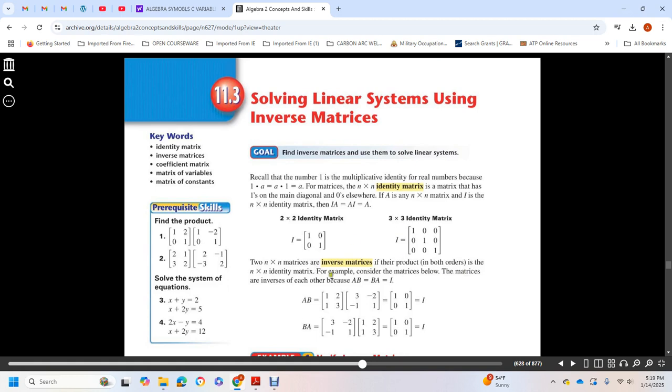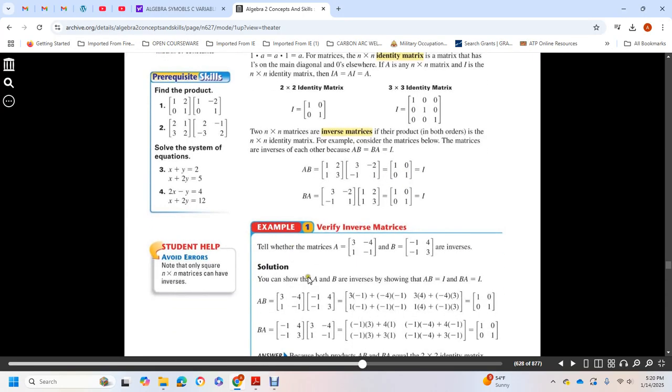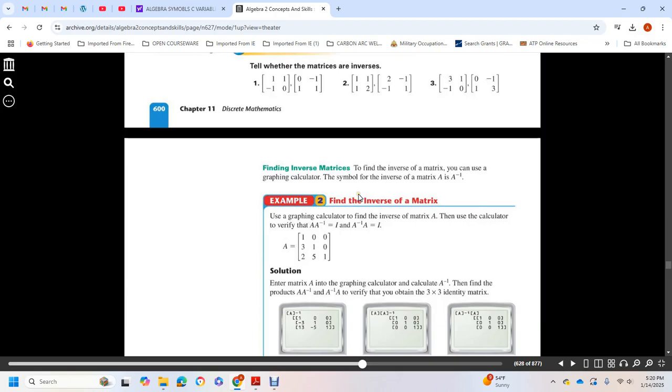So the example of the inverse matrices A and B, or B and A, they are switched around. So they've changed position, and their product is the identity. They have the same identity because they were inversely switched. Finding inverse matrices: to find an inverse matrix, you can use a graphing calculator. The inverse matrix is A to the negative first.